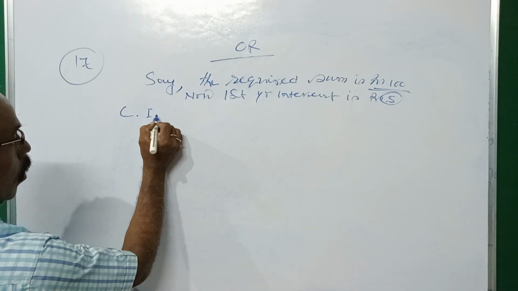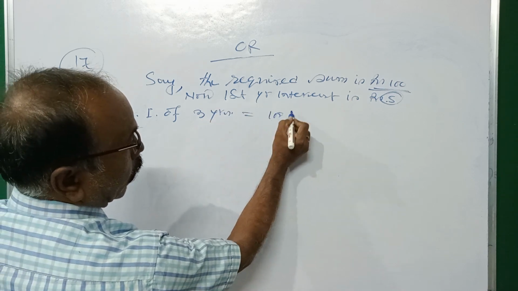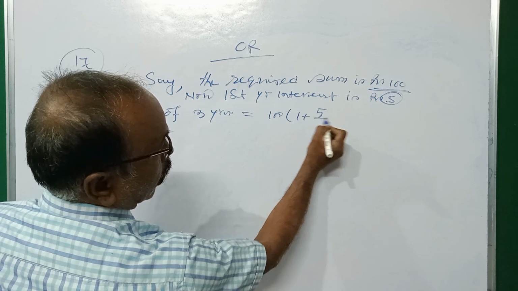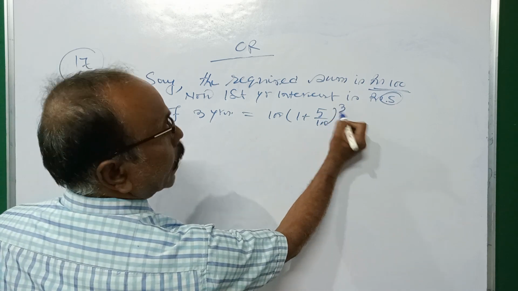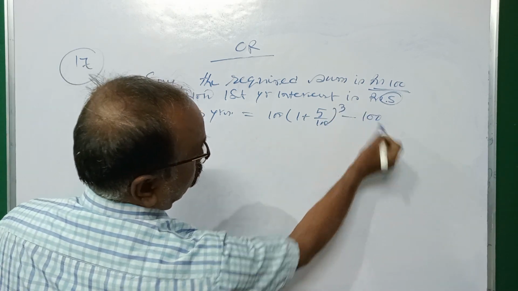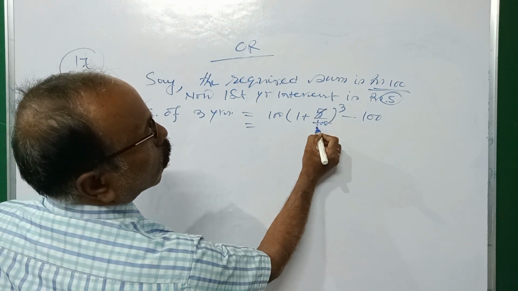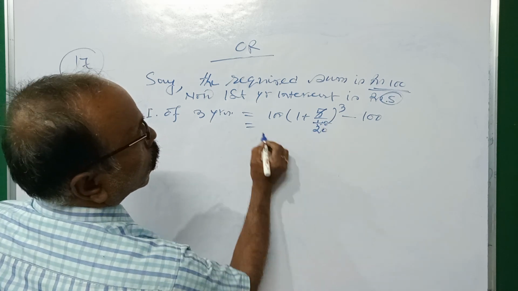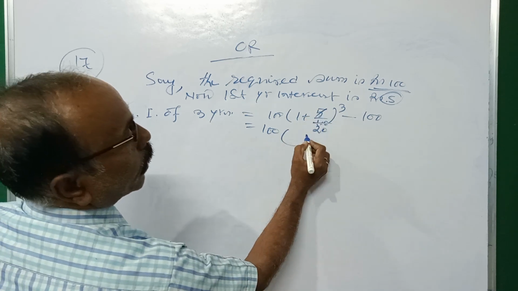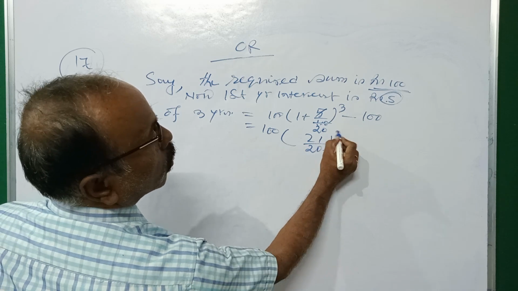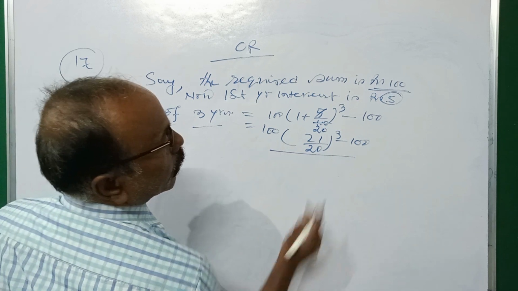Next, compound interest of 3 years is equal to 100 into (1 plus 5 by 100) whole to the power 3 minus principal, or the assumed sum. Am I clear? Is equal to 100 into (1 plus 1 by 20) whole to the power 3 minus 100, that is 100 into (21 divided by 20) whole to the power 3 minus 100. This is the 3 years compound interest.